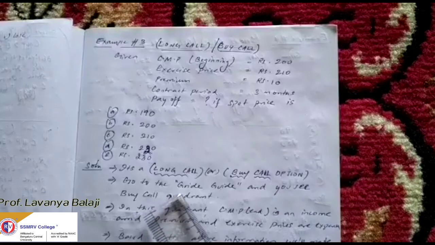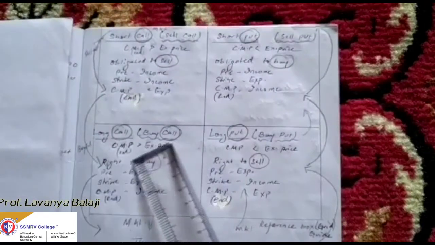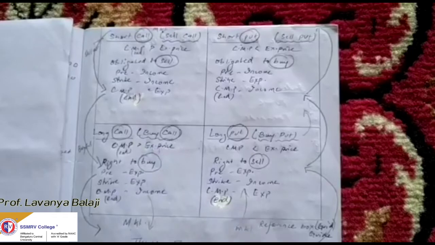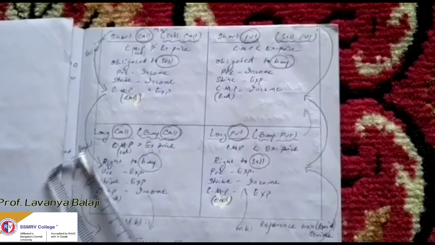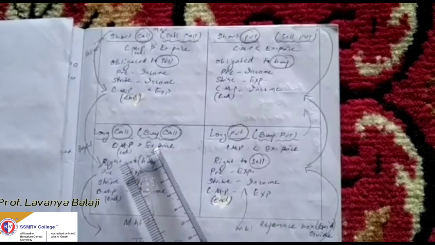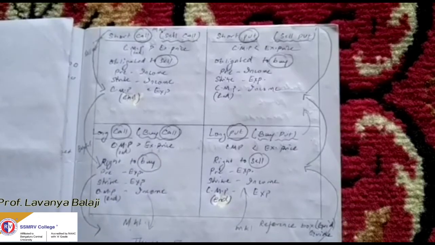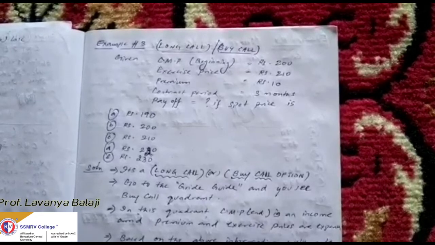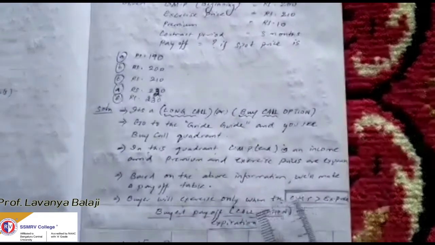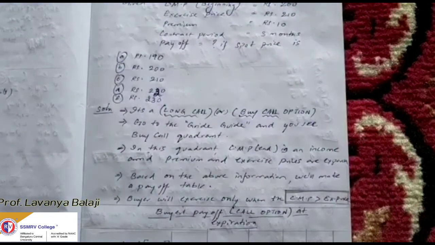And if we go back to the grid, you can see this long call is coming over here in this particular quadrant. So in this quadrant, the buyer will exercise the option only when the current market price is greater than the exercise price. So that is what I have written here. It will be exercised only when the current market price is greater than the exercise price.